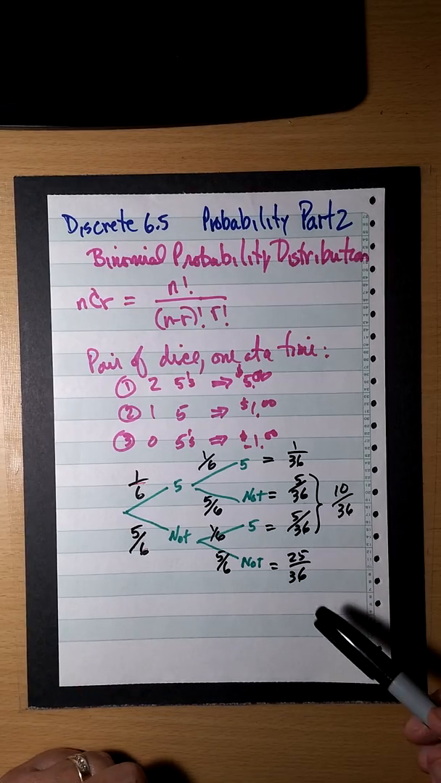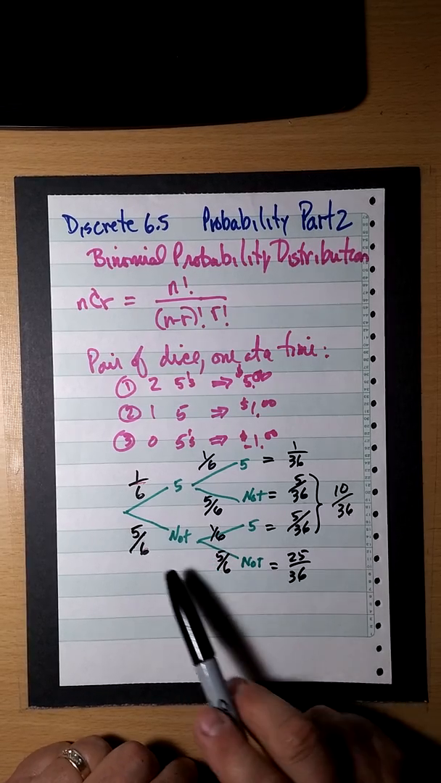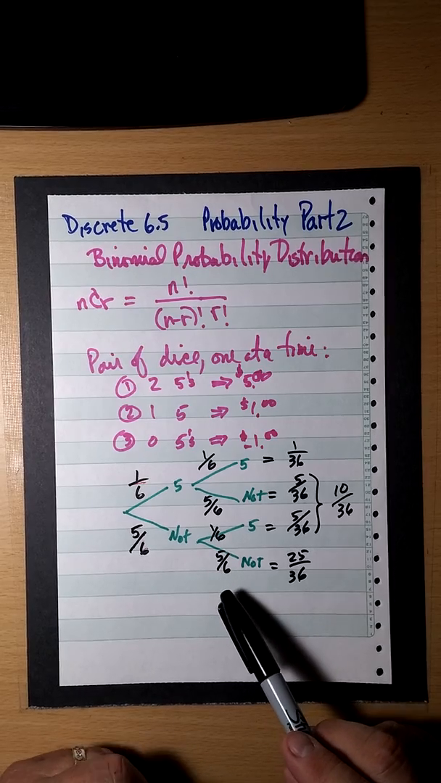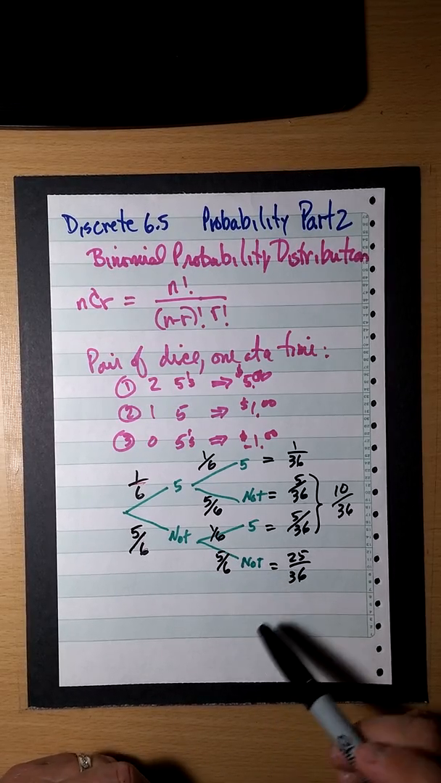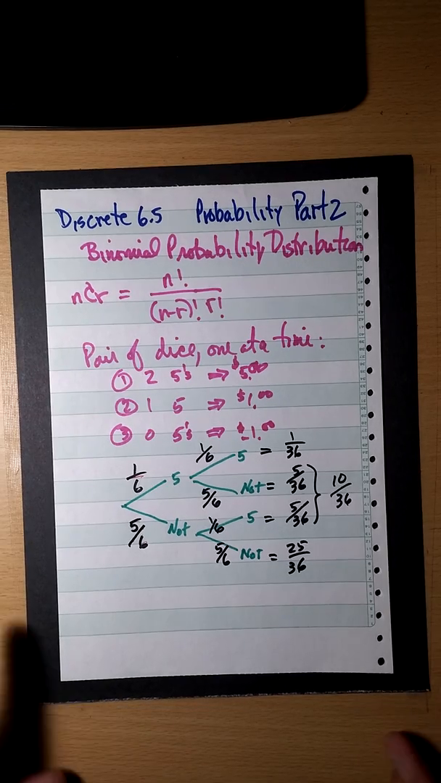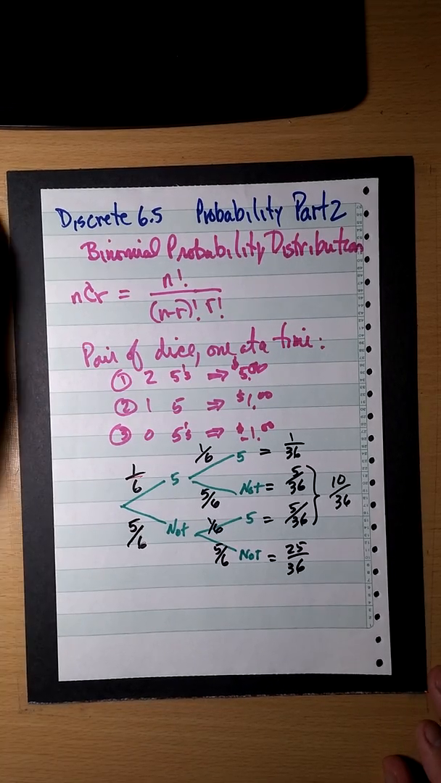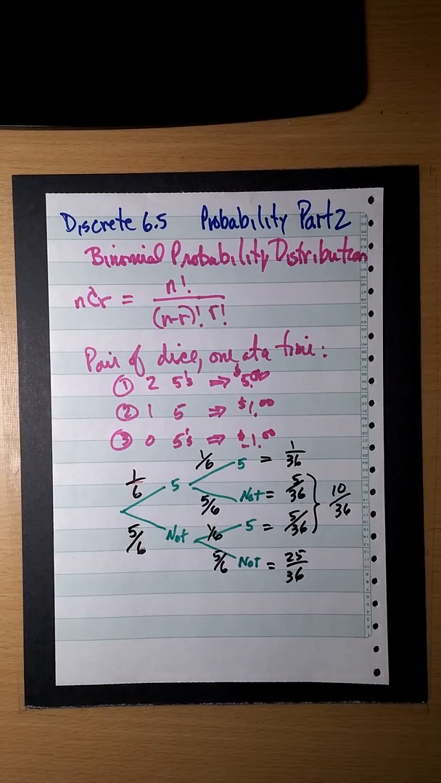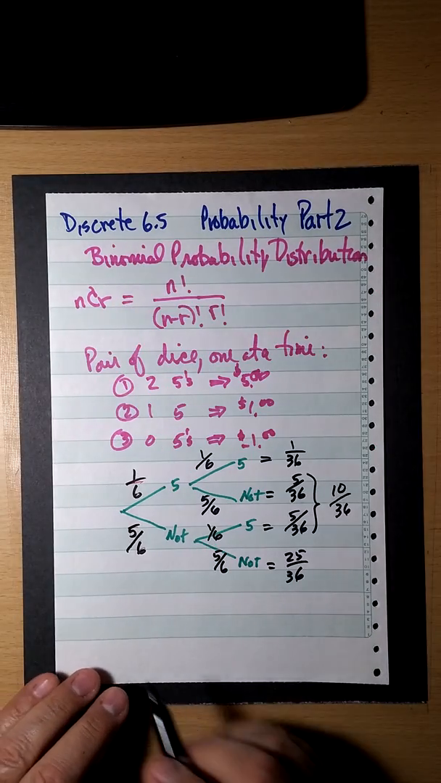Now, you might say, gosh, if I have to do this for a tree, just 2 dice are going to be a little bit of a tree. 3 dice, you'd get another level, and this thing keeps doubling each time. Am I going to have to do that each time? No, you can use the nCr.